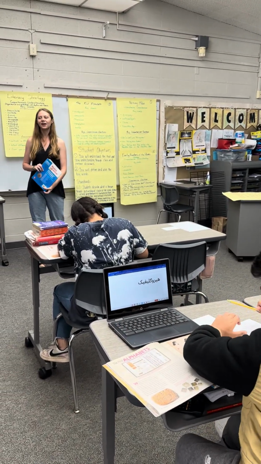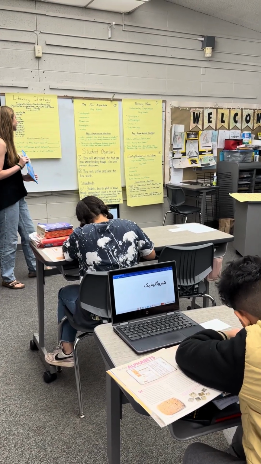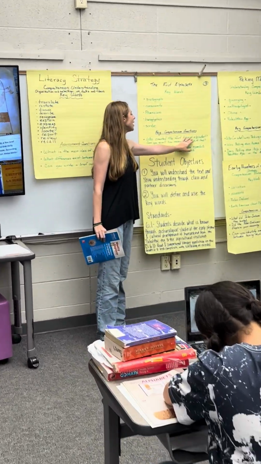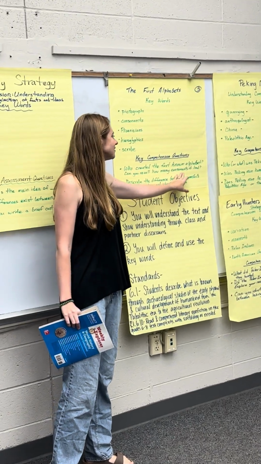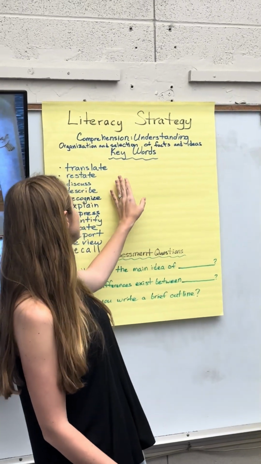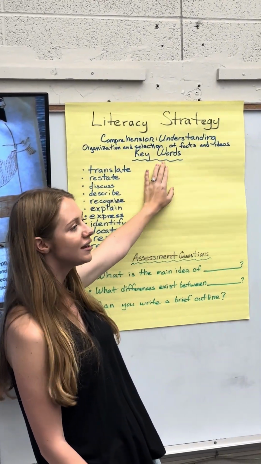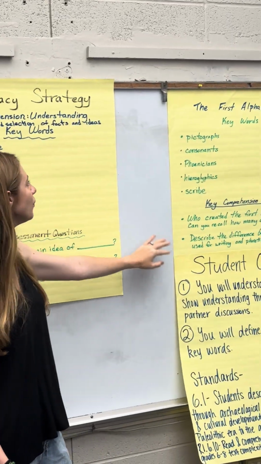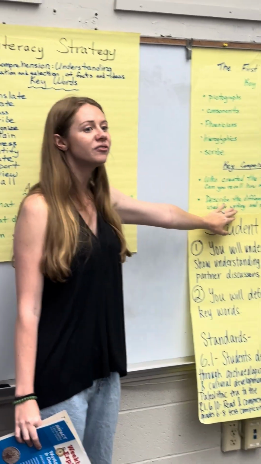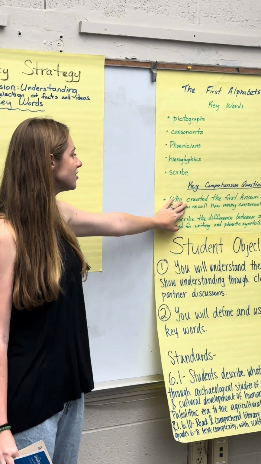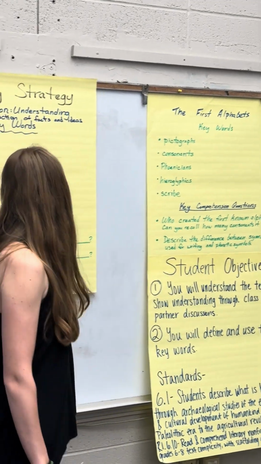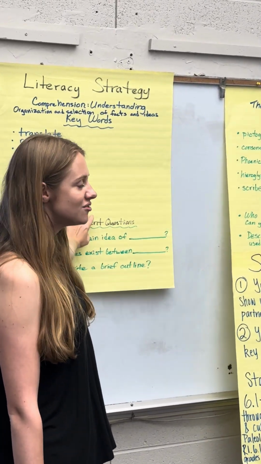Okay. Well, in that case, let's go ahead and move on to our exit ticket question. Who created the first known alphabet? Can you recall how many consonants it had? So, this word right here, recall, relates to our literacy strategy. This is one of our key words, and we've been practicing this whole week the organization and selection of facts and ideas. You guys are searching for facts and ideas here to prove your answer. You need facts to say who created the first alphabet, okay? So, we're using our literacy strategies.